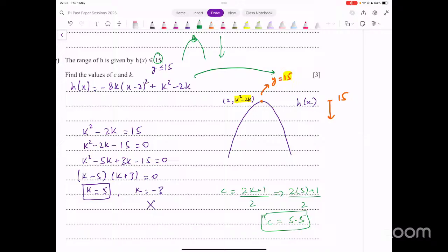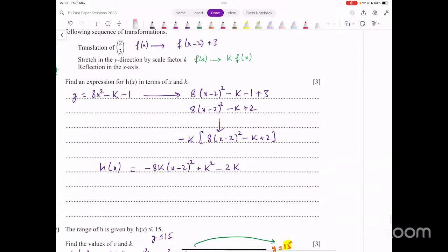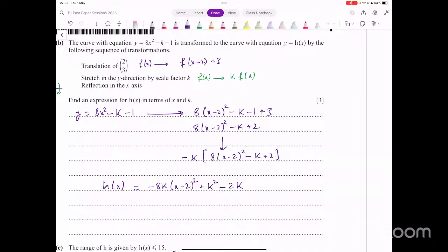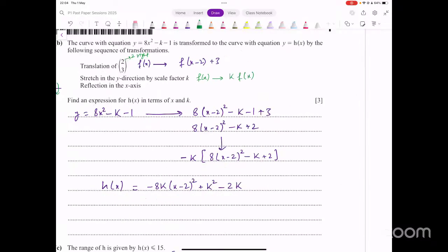Should it be plus 2 in the bracket in the previous part? Plus 2 in horizontal is the opposite, right? In the vector it says 2 units to the right. In function form, when you write that for horizontal transformations, it's the opposite. In the function form, minus 2 means you're going 2 units right.